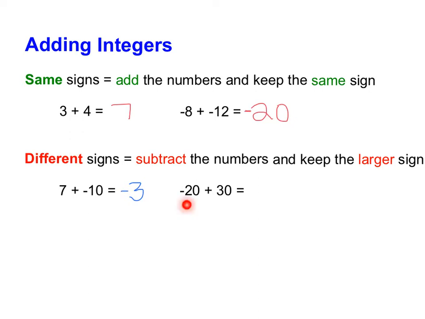Looking over at this problem, we have a negative 20 and a positive 30. So we have different signs. We go ahead and subtract, and we get 10. 30 minus 20 is 10. And in this case, there were more positives, so it is a positive 10.